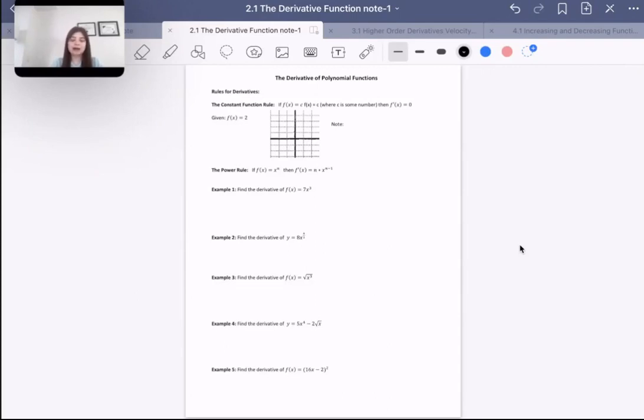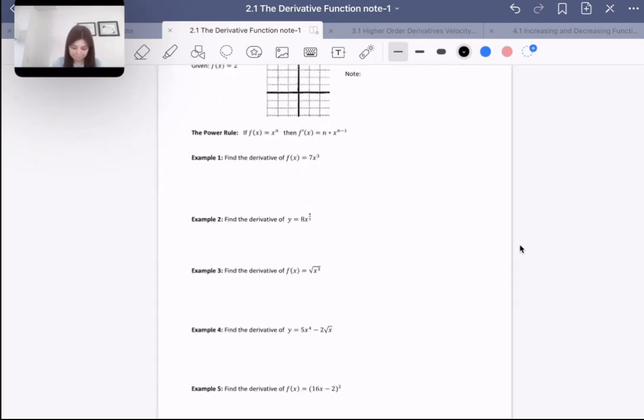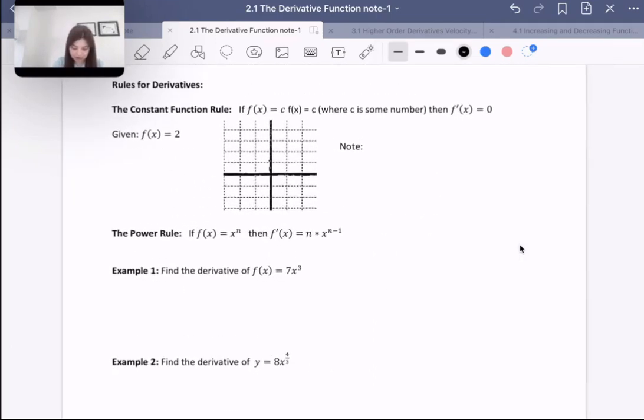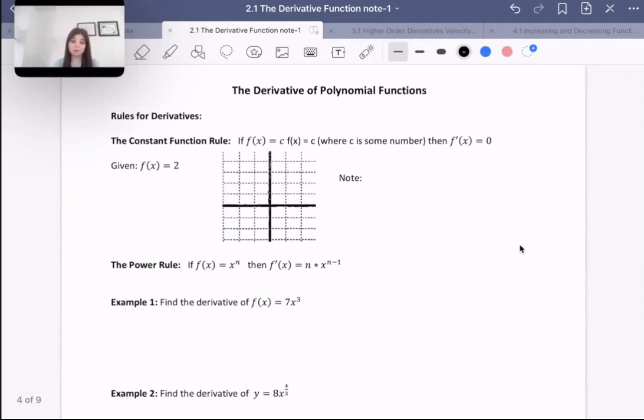Just a reminder, so far we've learned how to find derivatives from first principles. But there's a new rule that's going to make it a lot faster to figure out these derivatives, and that rule is called the power rule. But before we get into that, I want to talk about the constant function rule.